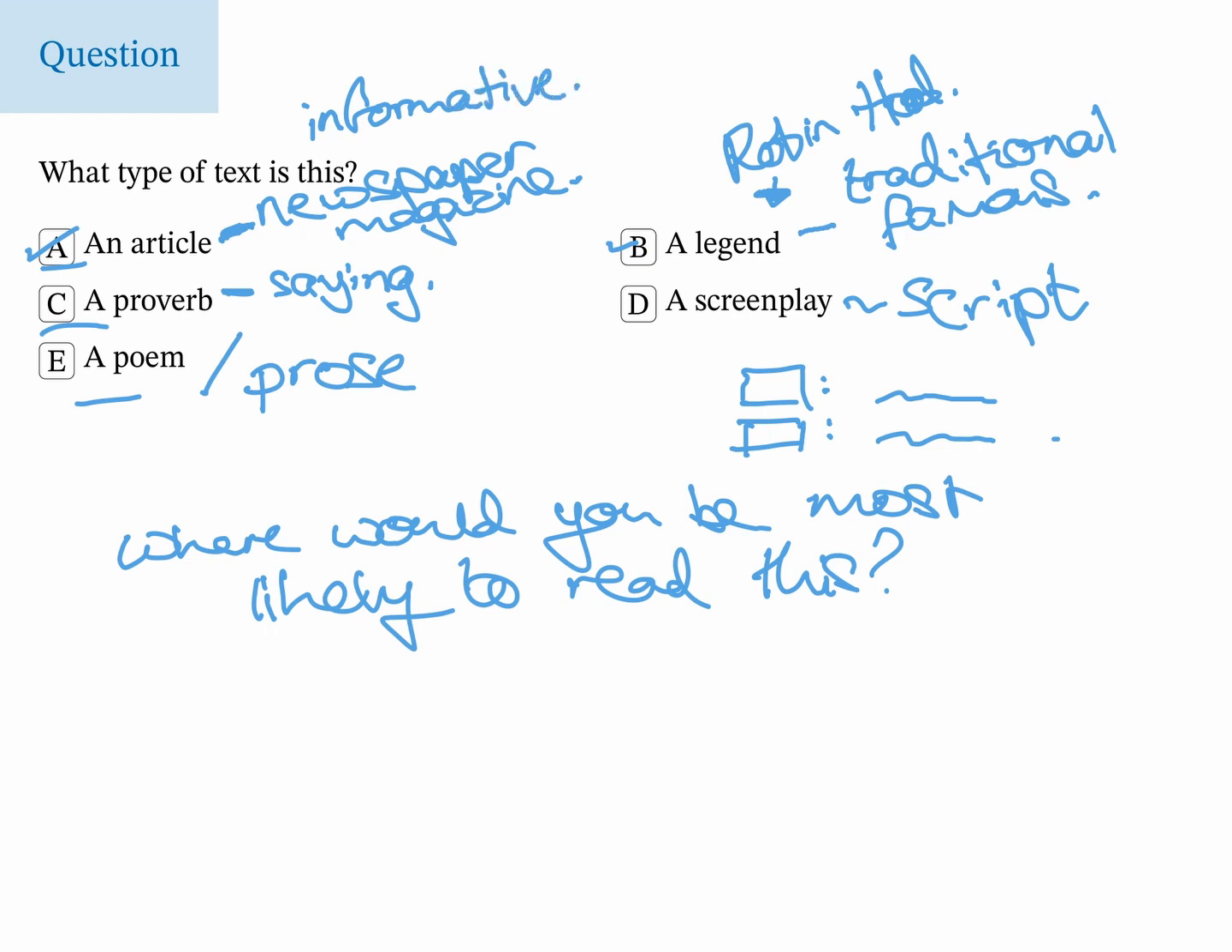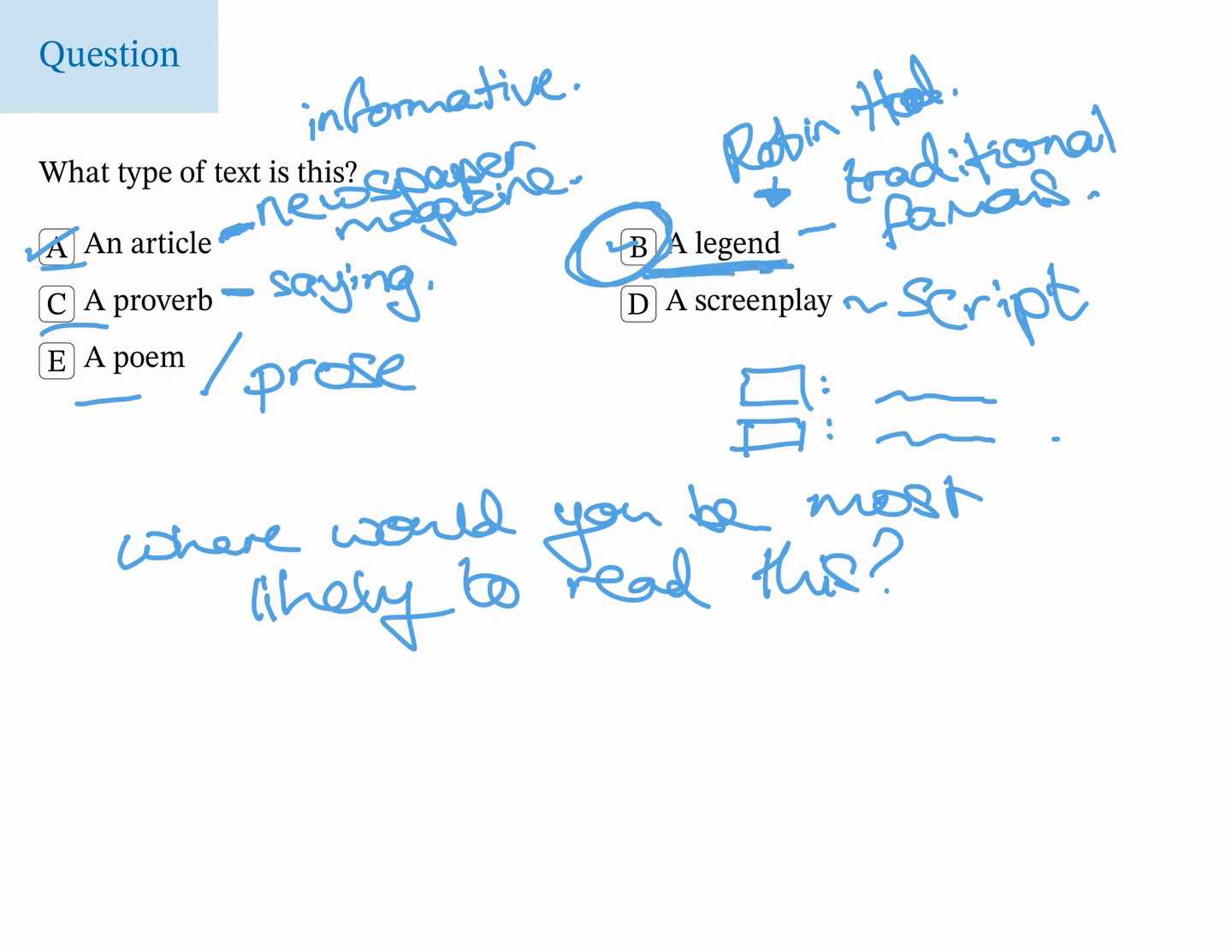Okay, so the correct answer here, we know that we have this story where there's a king who has conquered the world. He's speaking to a group of magicians and asking them how he can live forever. This sounds pretty magical, right? So the correct answer here is B. This one is a legend.